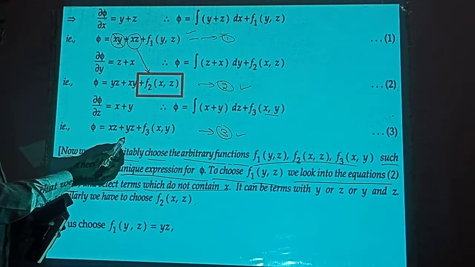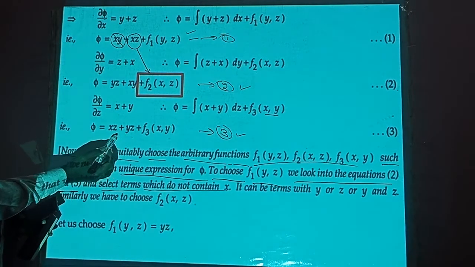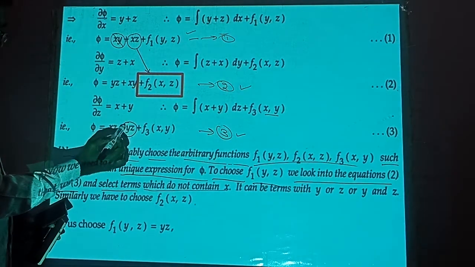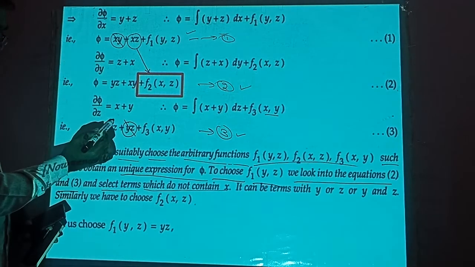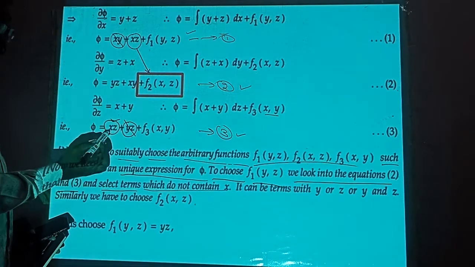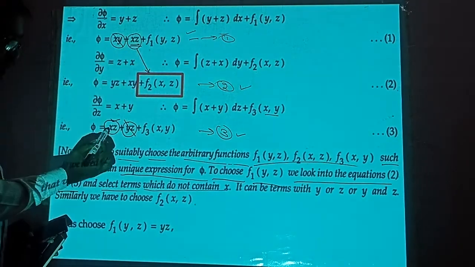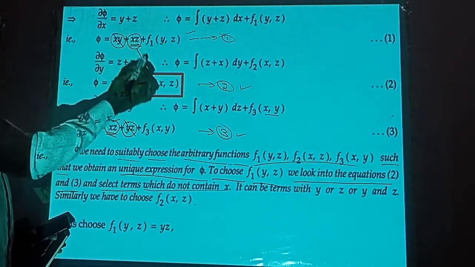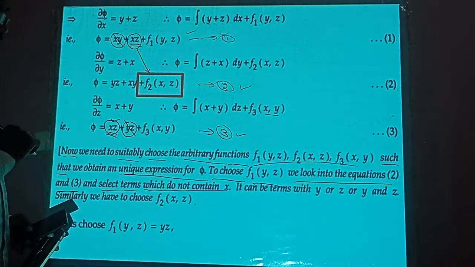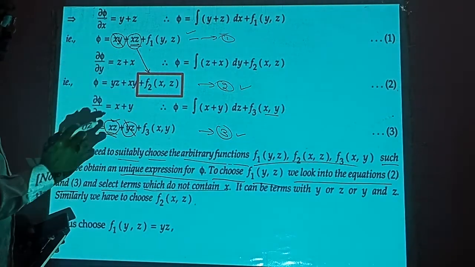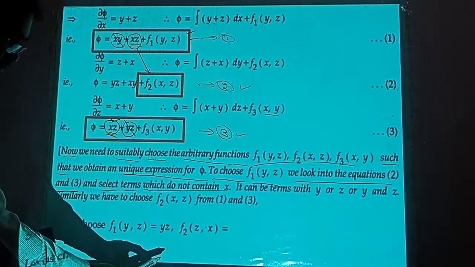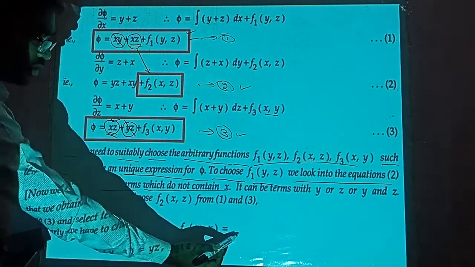And in this equation number 3, which are the terms which are independent of y? This term contains y, so we cannot take this. So this is the term which is independent of y, so we can take this. But here is also xz, here also xz, so we can take only one time xz. We should take xz only one time if you have same terms, right? So we take xz in the place of f2. So f2 is xz.